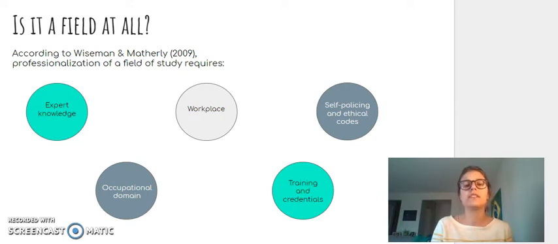Okay, so one of the most pressing issues of the field is the definition of the field itself and the need to distinguish it from other fields, which is kind of weird, huh? According to Wiseman and Matherly, 2009, professionalization of a field of study requires expert knowledge, training and credentials, self-policing and ethical codes, occupational domain, and the workplace. Scholars and practitioners of the field work in many different occupations and environments, and the training required for the field is not set in stone.